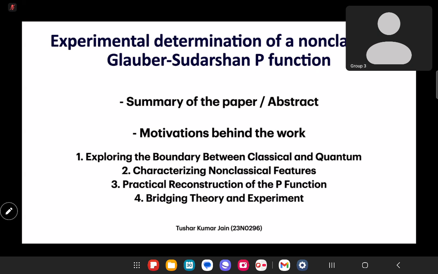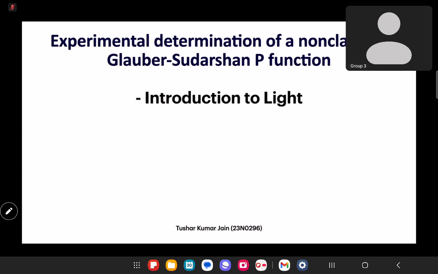The fourth motivation is bridging theory and experiment. Finally, this work is about closing the loop between theory and experiment. Quantum optics, as we see in our class and Anshuman Sir's lab, has long predicted the non-classicality of states like SPATs, but without experimental validation, these predictions remain abstract. By reconstructing the P function, we bring theory to life, showing that quantum features aren't just mathematical curiosities, they are measurable, tangible phenomena.